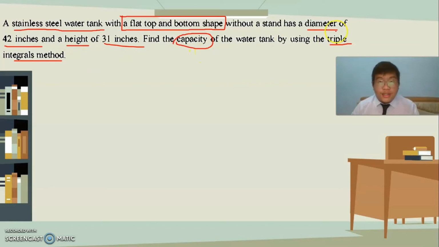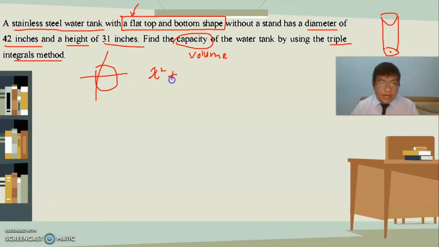So from the question, we can know that the diameter indicates this is a round shape, which is a circle, and the flat top and bottom shape indicates this is a cylinder. So we want to find the capacity, which is the volume, by using the triple integral method. First of all, from the circle, we can write an equation like x squared plus y squared is equal to r squared. Our diameter is 42, so our radius is 21. So x squared plus y squared is equal to 21.